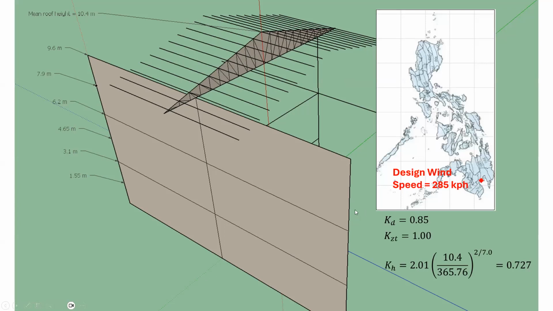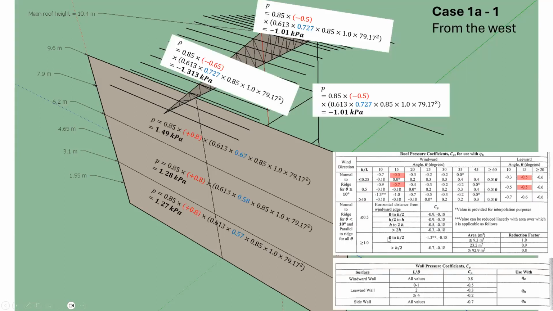So as with wind design goes, so we get the design wind speed. So for this example, say sa Mindanao, inabot natin is 285 kilometers per hour. Siyempre mahalagang parameters, yung wind directionality factor, yung topographic factor, and yung velocity exposure coefficient. Which I would suggest yung formula yung gamitin all the time. So ito yung ginamit ko para makuha yung K sub H for the mean roof height, para makuha yung QH.